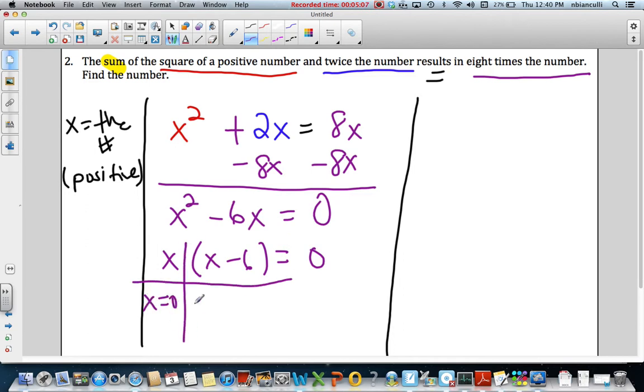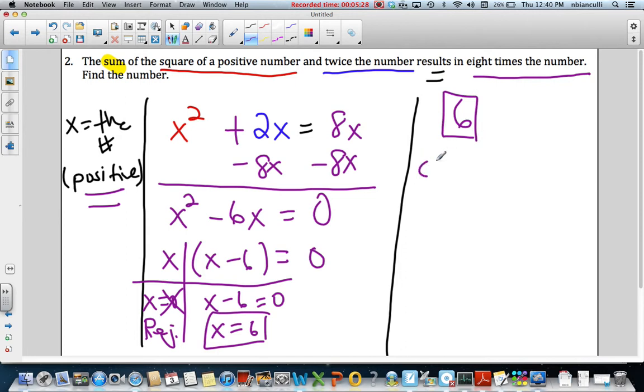We get x is equal to 0. And x minus 6 is equal to 0, making x equal to 6. We wanted a positive answer. 0 is not positive, so we will reject 0 because it's not positive. And so the answer is 6.